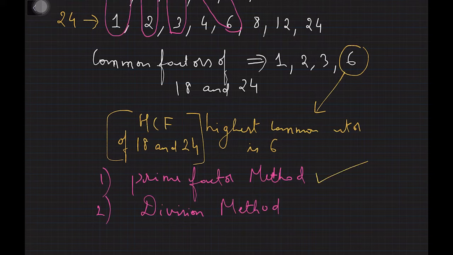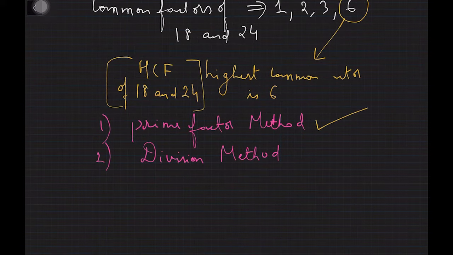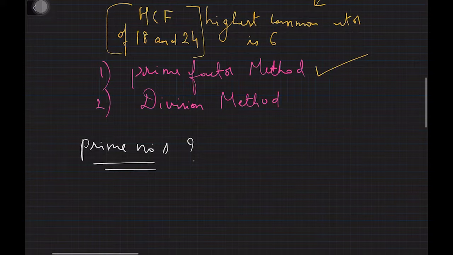First, let's see how this prime factor method works and helps us in getting the HCF of a given set of numbers. But before understanding the method, first we need to know the meaning of prime number. So what are prime numbers? Prime numbers are the natural numbers which have 1 and itself as the only factors. In other words, the numbers which are divisible by only 1 and the number itself. Such numbers are called prime numbers.